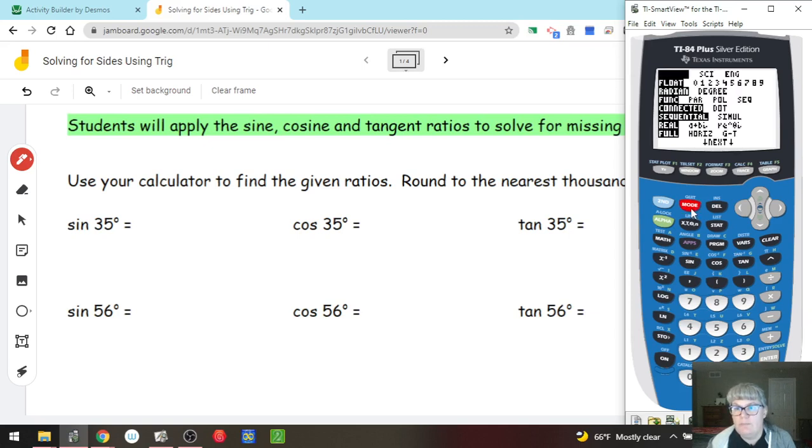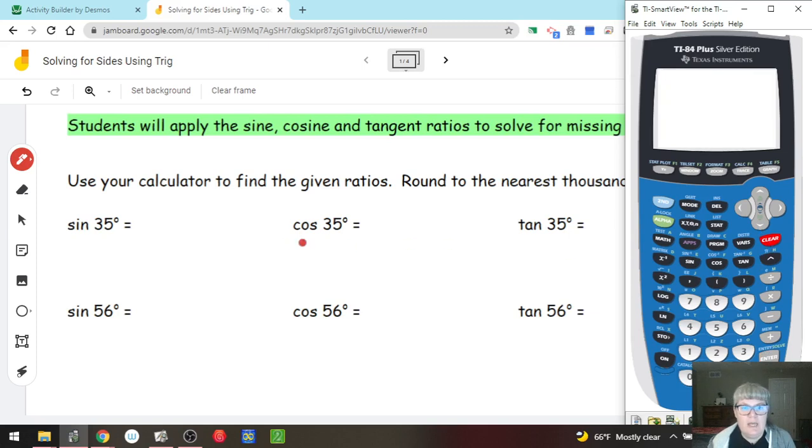So we press that button, and you'll see the word degree in the third row of that window. So you need to press your down arrow button to the third row and arrow to the right so that it's flashing on degree, and press enter. And now you should just have degree highlighted and flashing. And then you can clear to go back to your original window.